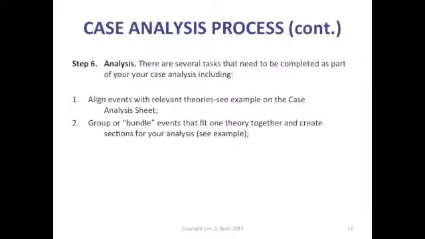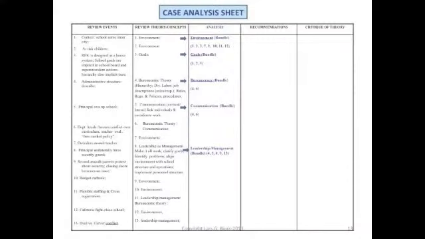Step 6, Analysis. There are several tasks that need to be completed in your case analysis, including A. Align events with relevant theories. See the example in the case study sheet that follows. Then B. Group or bundle events that fit one theory together and create sections for your analysis. See the example I'm providing on the next slide.